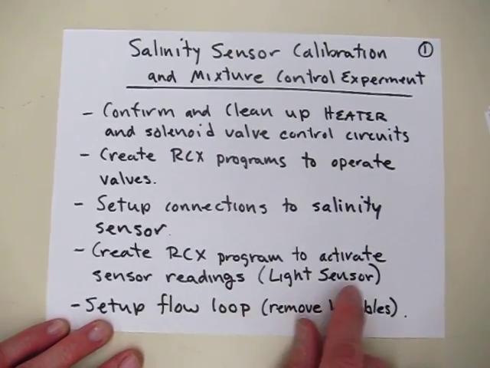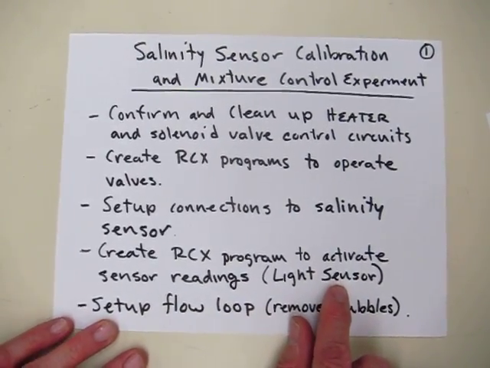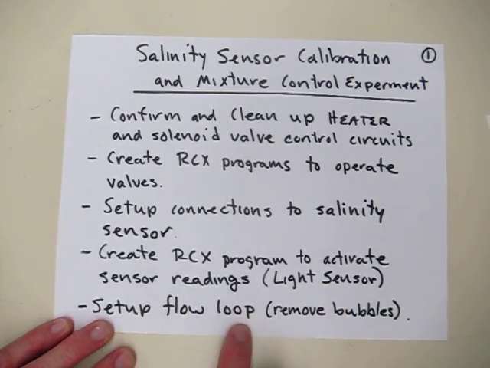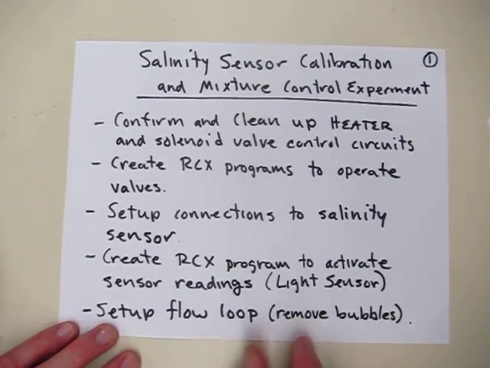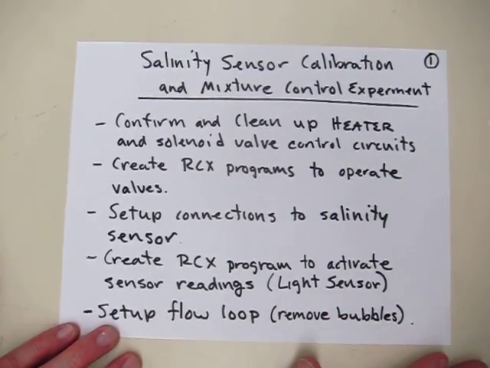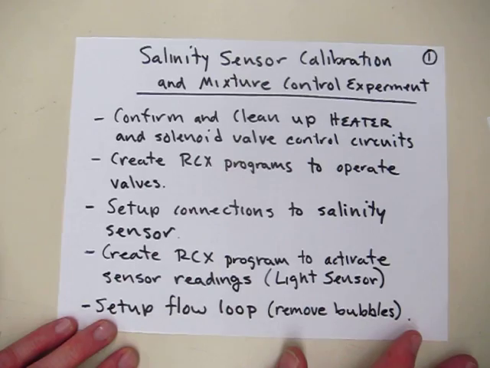It does emulate a light sensor. We'll talk more about that when we get to it. And then finally, we're going to set up the flow loop and remove the bubbles. That's our primary activities. These lead to our other experiments we need to get done.